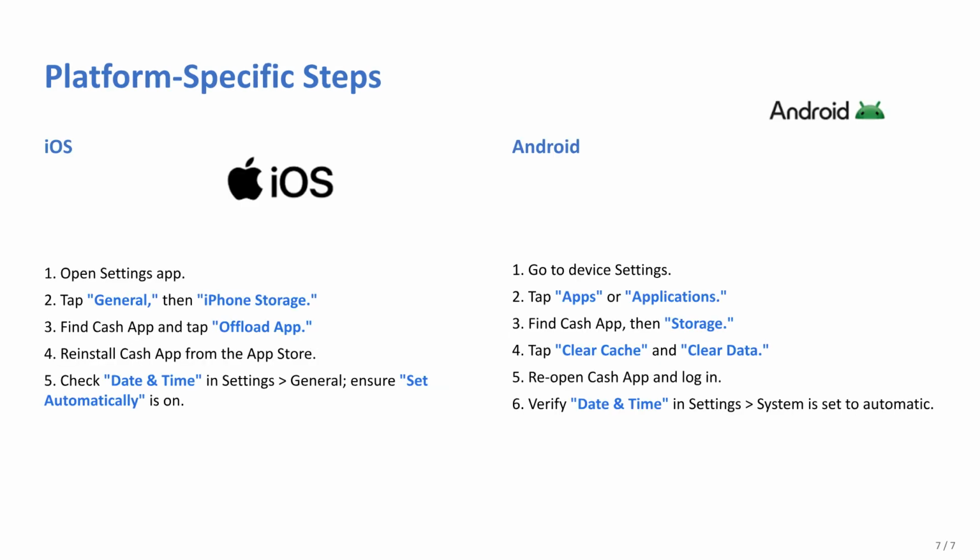Finally, for platform-specific fixes, iOS users can offload and reinstall the app, while Android users can clear the app's cache and data in settings. On both platforms, ensure your date and time settings are set to automatic to avoid sync issues.